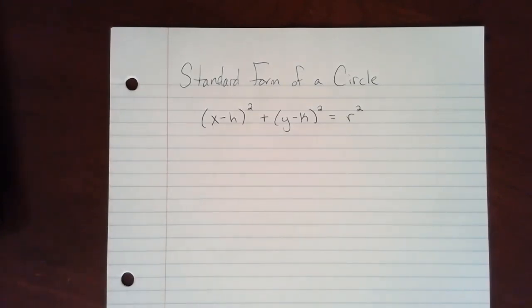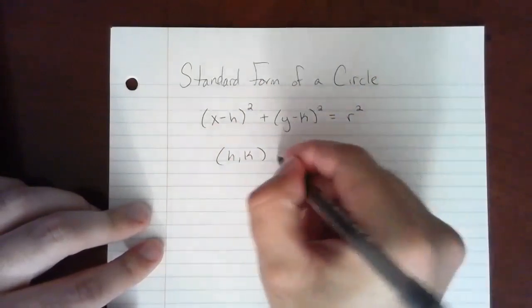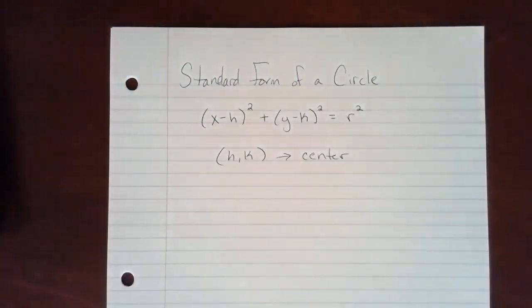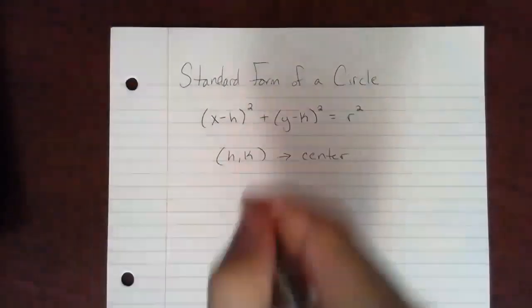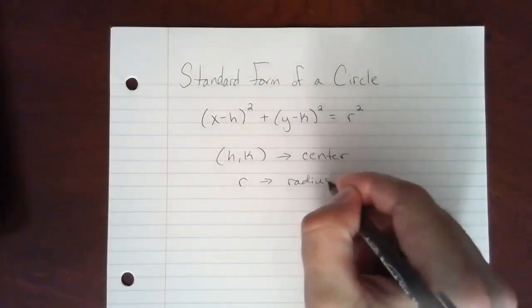to r squared. And the big thing with this is to know that these two values, the h and the k, are going to be the center of your circle. This is assuming that we're graphing this in the coordinate plane, the xy coordinate plane. Your r value is going to represent the radius of your circle.